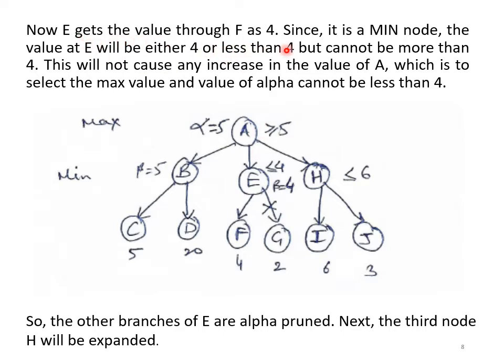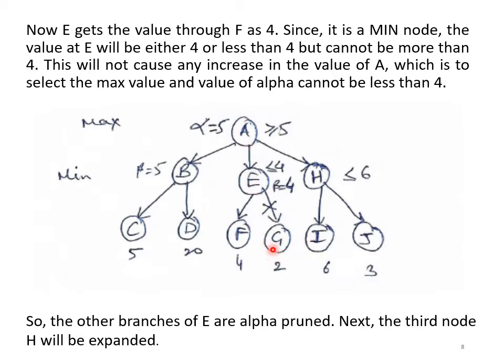So now E gets the value through F as 4. Since it is the min node, the value at E will be either 4 or less than 4, but cannot be more than 4. This will not cause any increase in the value of A, which is to select the max value, and the value of alpha cannot be less than 5. So according to the rule that we have discussed earlier, beta is less than or equal to the parent's alpha. Beta is less than or equal to the parent's alpha. It means you can say that beta's value is 4 and alpha's value is equal to 5. So stop expanding this node. The computer shouldn't take this route.